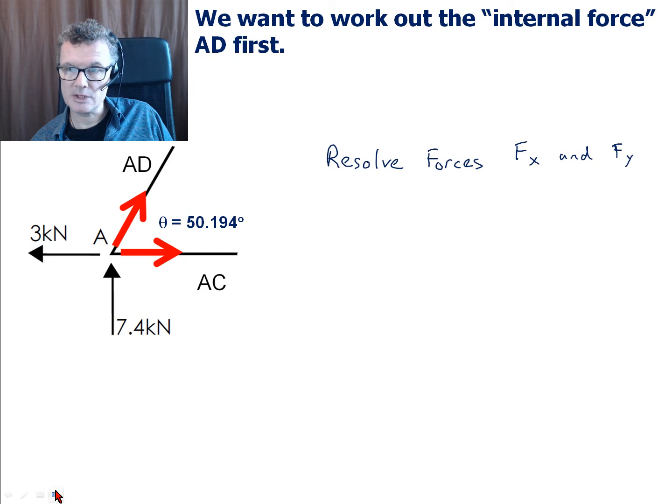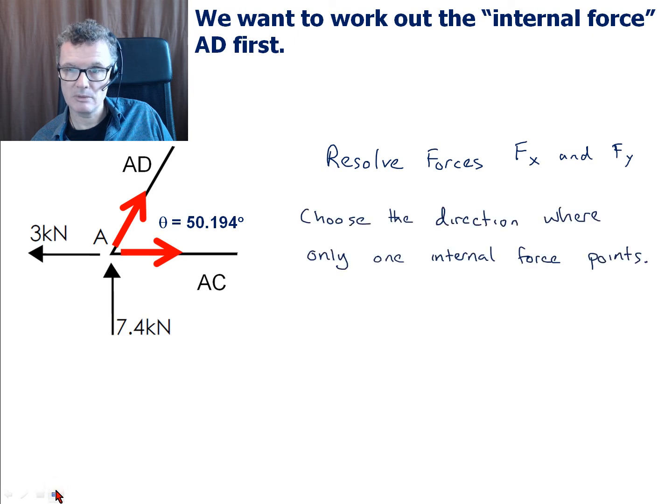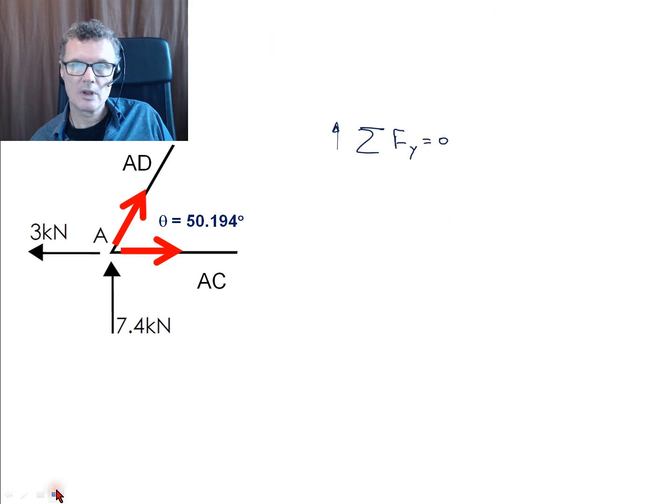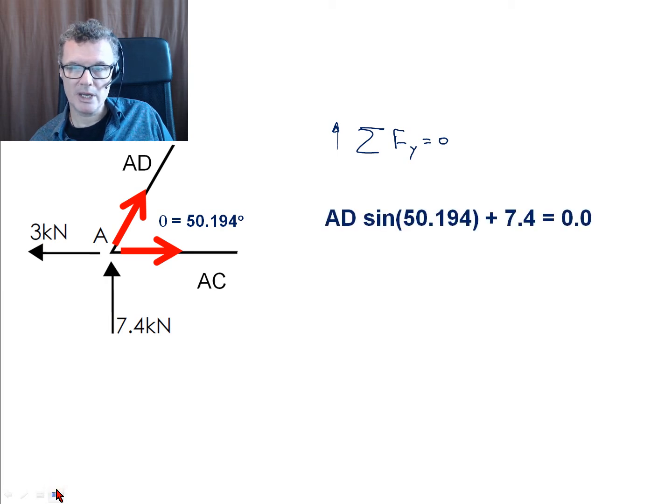So how do we do that? We can resolve forces in the x direction or the y direction, and we're going to choose a direction which will only involve the AD force. That's obviously the y direction. So we're going to solve that first, and after that, we'll solve in the x direction, and that will give us the AC force. So let's solve in the y direction and then pick out AD by itself.